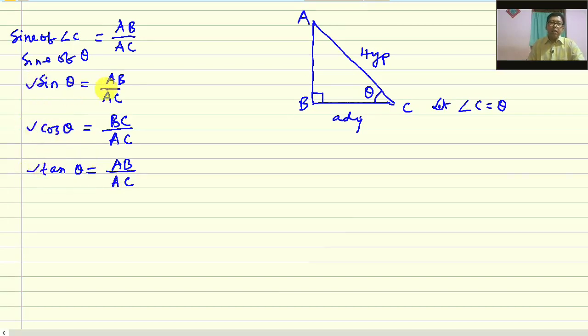Sin theta is equal to AB upon AC. Cos theta is equal to BC upon AC. Tan theta is equal to AB upon BC.